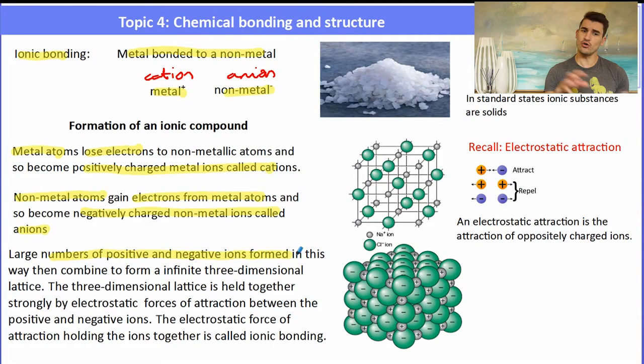The ionic compound forms when large numbers of positive and negative ions combine in an infinite 3D lattice. This lattice is held together by strong electrostatic forces of attraction, which is described as the attraction between the positive and the negative ions, and that's responsible for the ionic bonding. In the models, we can see that the positive ions are surrounded by negatively charged ions, and the negatively charged ions are surrounded by positively charged ions. Because if they weren't that way, then they would repel each other, but they need to attract.